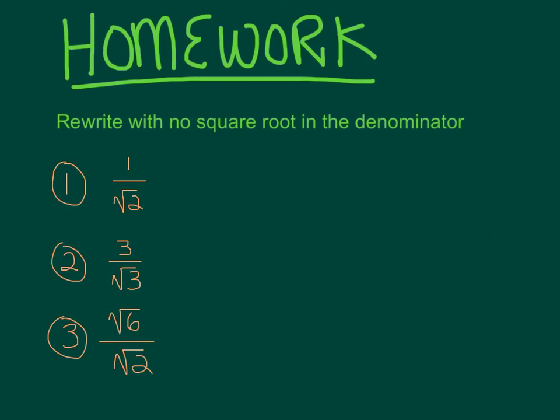On this last slide, please find your homework problems. All you'll need to do in 1, 2, and 3 is rationalize the denominator. In other words, rewrite with no square root in the denominator. So you're going to want to multiply by a fraction equivalent to 1. That's essentially the denominator over the denominator, just like we did in the 45, 45, 90 right triangle.